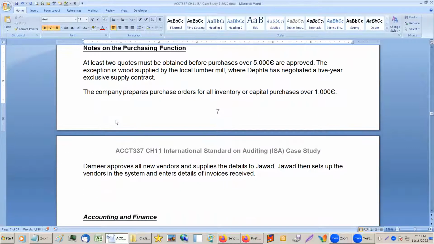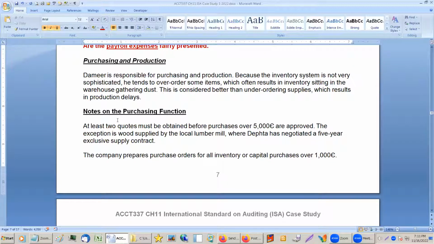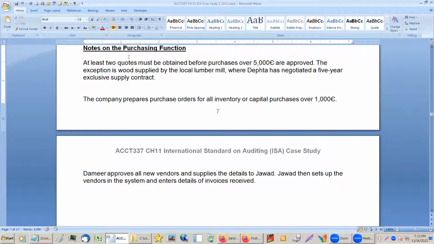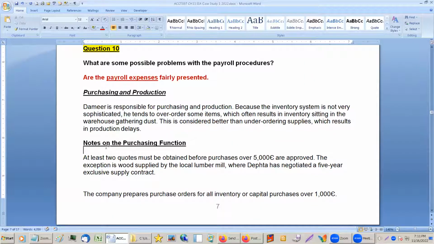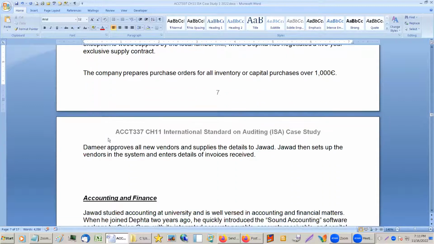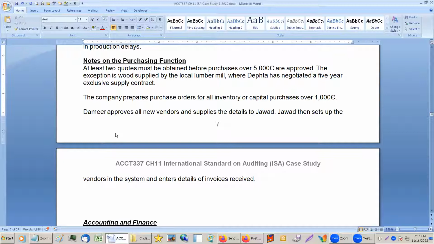Okay. I don't think there's anything too crazy about the purchasing. There is something a little crazy. Hold on a second. Accounting and finance has some.